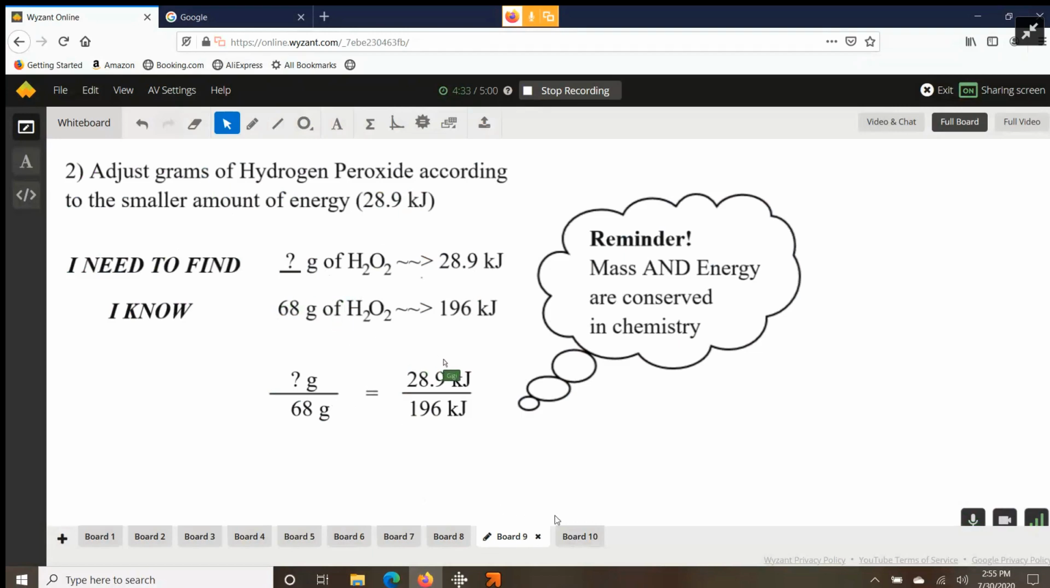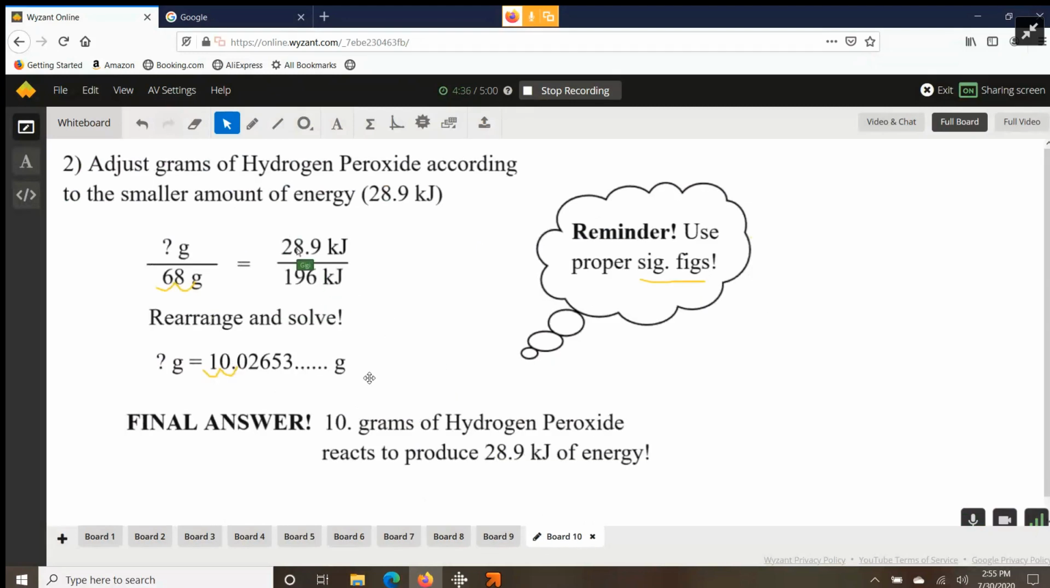Rearrange it, plug it into your calculator, and you're going to have 10.02 and so on. Reminder, for Regents chemistry, you're going to have to use proper significant figures. Your shortest number only has 2 places, so your final answer should only have 2 places. Therefore, your final answer will be 10 grams of hydrogen peroxide.